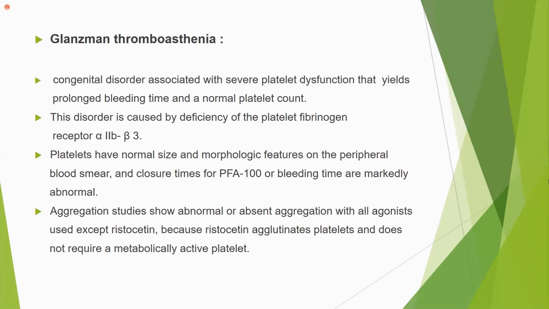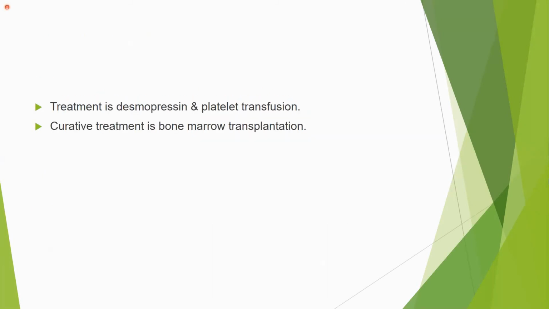Aggregation studies show normal or absent aggregation with all agonists used except ristocetin, because ristocetin agglutinates the platelets and does not require a metabolically active platelet. So the results are opposite to those seen in Bernard-Soulier. Again, treatment is the same: desmopressin and platelet transfusion, and the curative treatment is bone marrow transplantation, which is still under trial and is not performed routinely in this disease.